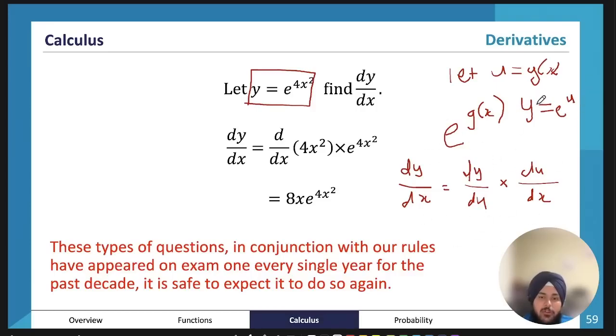So dy on du. What's dy on du? Pretty straightforward. It's just going to be e to the u. So dy on du is just equal to e to the u, multiplied by du on dx. What is du on dx equal to? Well, it's just going to be the derivative of this function over here, g of x. So you multiply by that, and that is essentially what's been done here. So you have d dx of whatever was u, multiplied by e to the u, and then we get this.